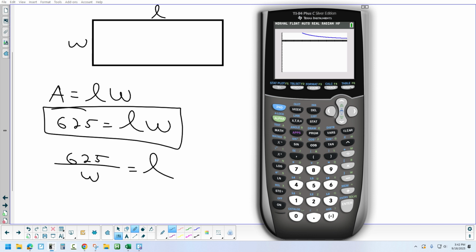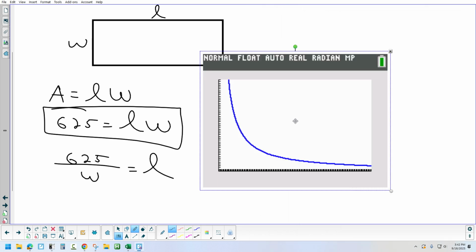So what you're looking at there is not a great window. Let's set this to 0. And let's set the Y max at like 50. What you're looking at there is a graph of the lengths in this problem. The bigger that you make the width, the lower the length is getting, because the width is getting bigger, so the length has to get smaller to keep the 625 area. Same thing, if you make the width really, really small, then the length has to get bigger to compensate, to keep the area the same.